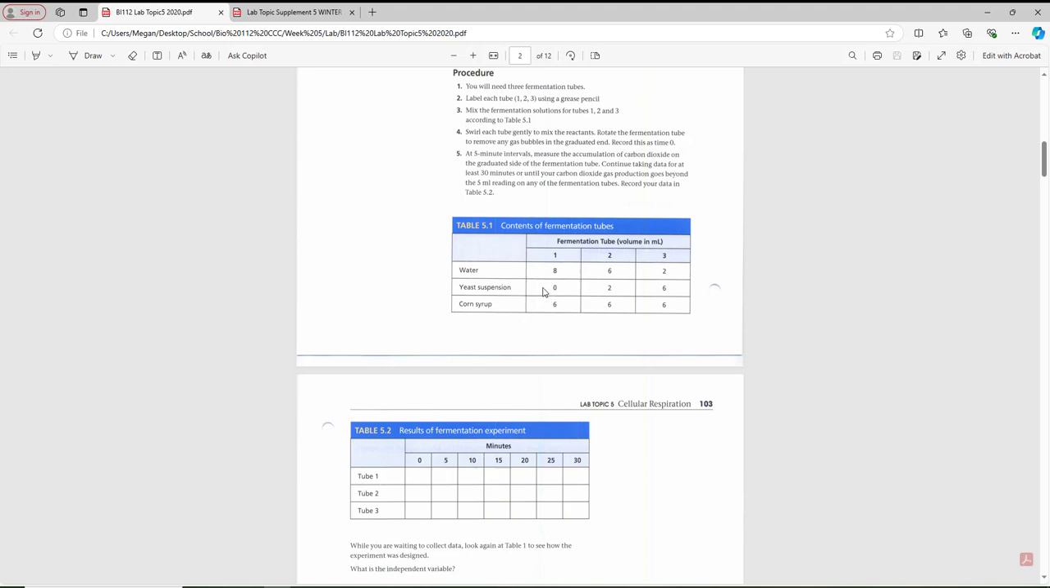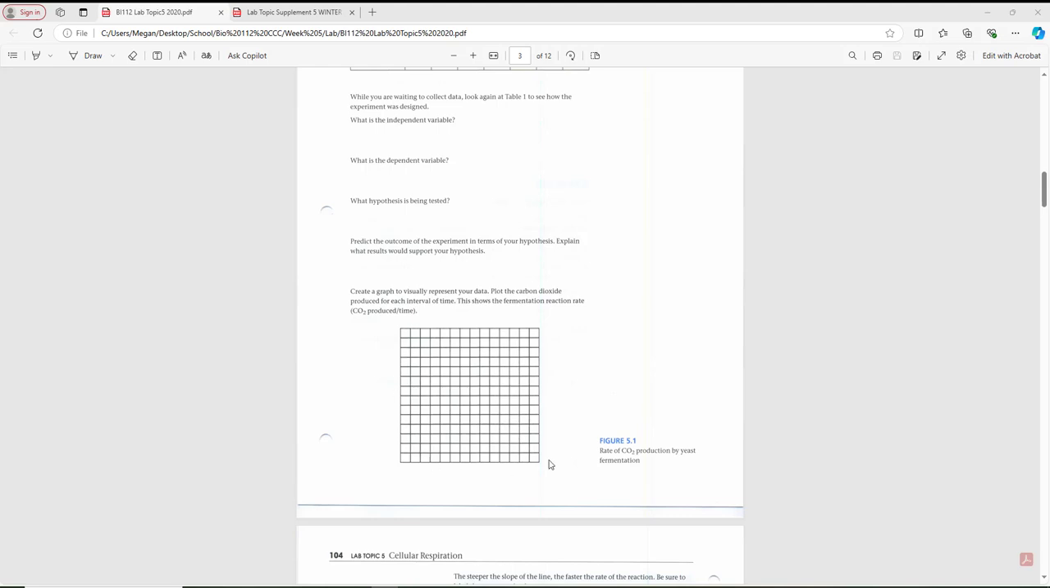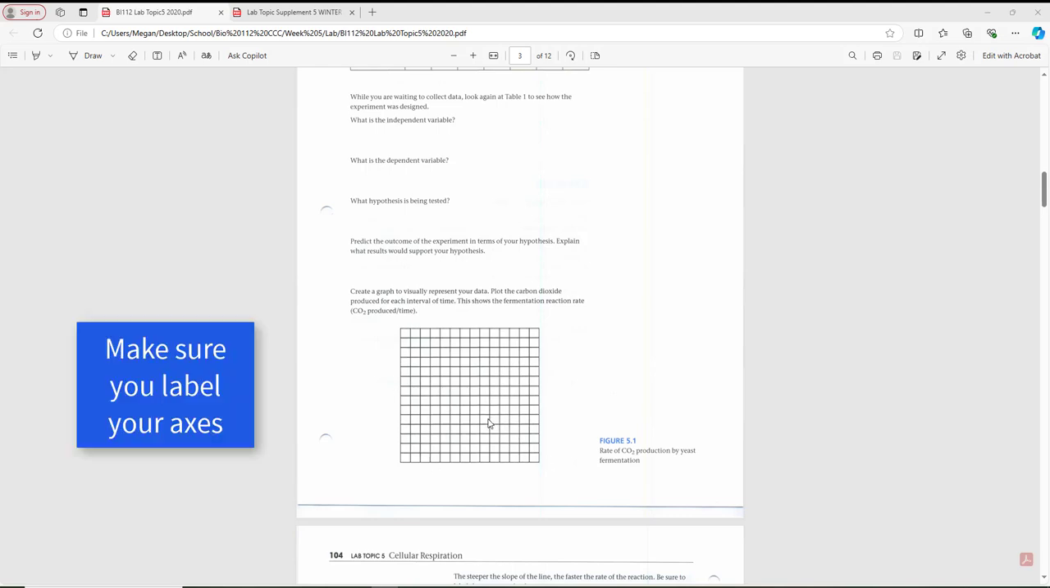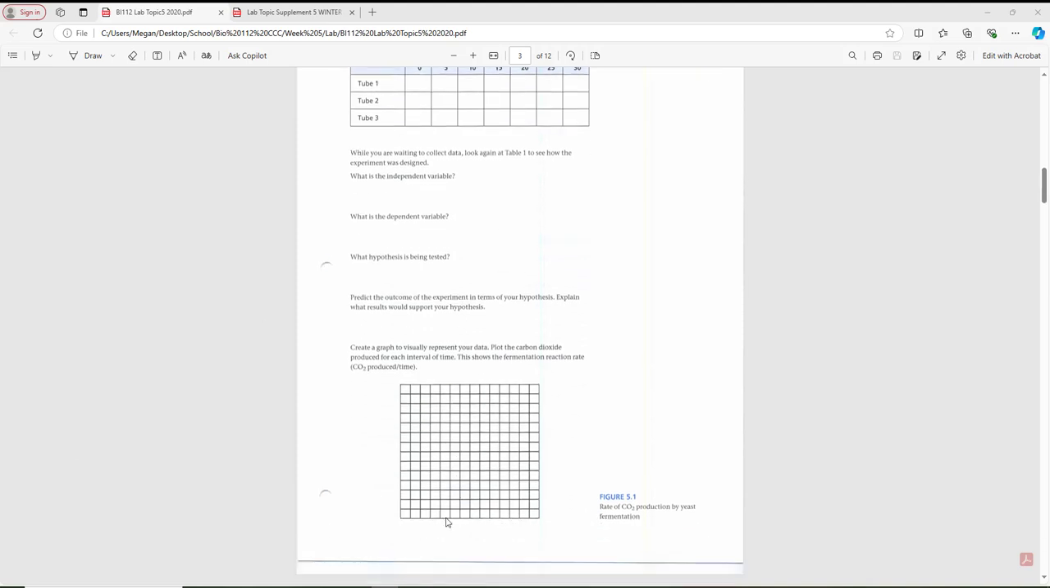So if there's no yeast in there, there shouldn't be any fermentation taking place. And then once you're done watching the videos and you've inputted all of the data, then you're going to write down the information, the answers to the questions, and then you're going to graph the data. So think about again how you're going to graph the data. Where does the independent variable go and where does the dependent variable go?